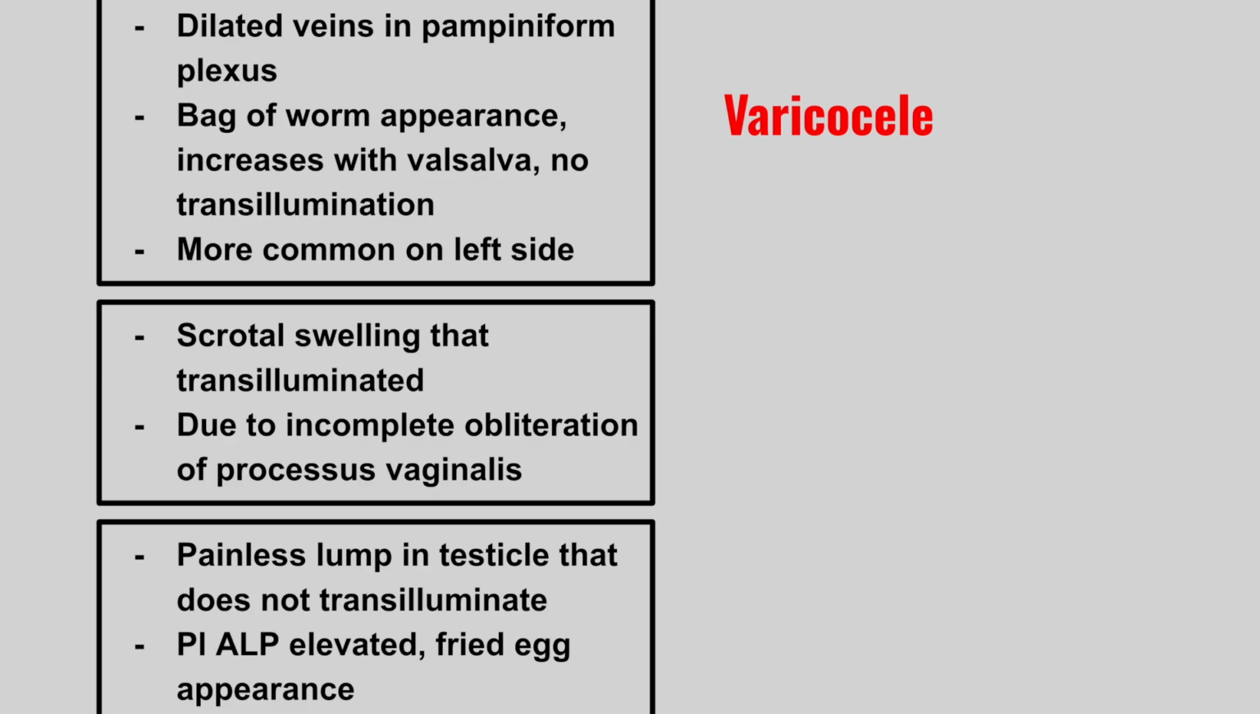Next, we have a scrotal swelling that's transilluminated due to incomplete obliteration of the processus vaginalis. This is a hydrocele. Next, we have a painless lump in the testicle that does not transilluminate. The placental ALP is elevated, and there's a fried egg appearance on histology. So this is a seminoma.